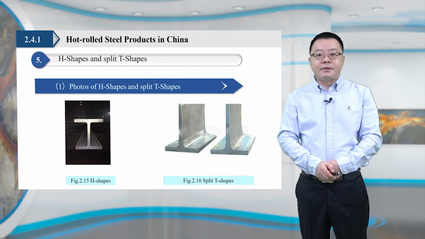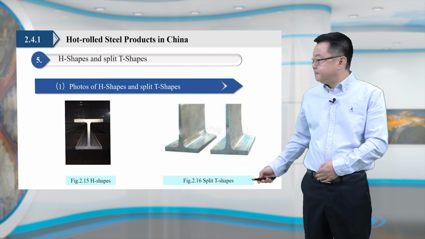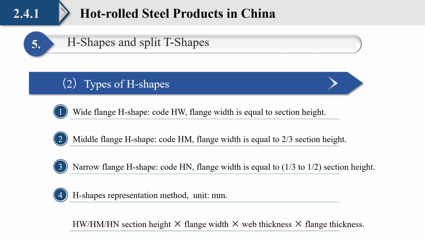The fifth type of hot-rolled steel products is H-shapes and split T-shapes. There are 3 types of H-shapes products in China: wide flange HW, middle flange HM, and narrow flange HN. The representation methods of H-shapes are given on the PPT, and the unit is millimeter.